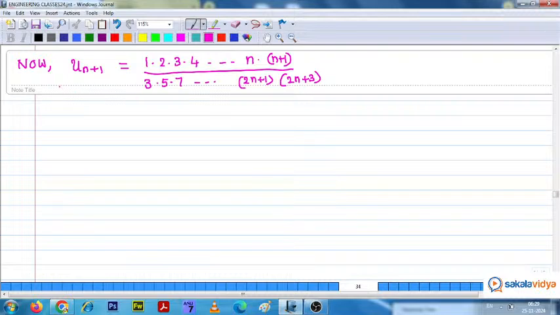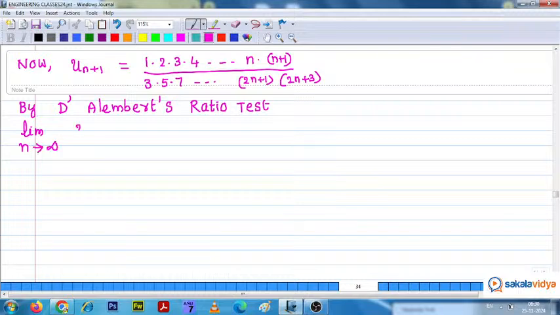So, now by D'Alembert's ratio test, limit n tends to infinity, un by un plus 1. That means we need to evaluate the limit of un by un plus 1 as n tends to infinity. So, this equals limit n tends to infinity.